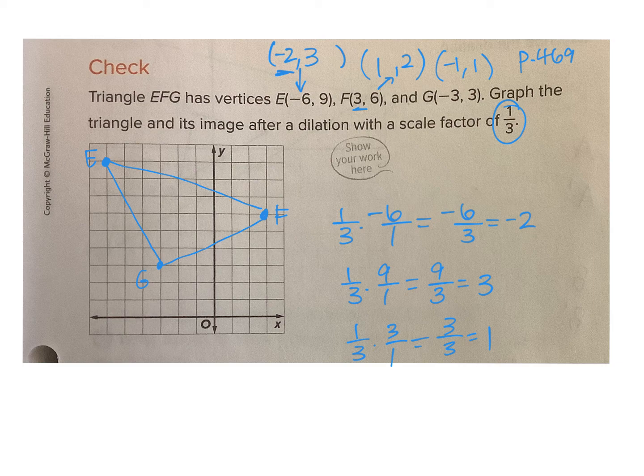So -2, comma 1, 2, 3. There's E prime. 1, comma 2. There's F prime. And -1, comma 1. There's G prime. So if you guys take a look at that, it definitely shrunk. You guys can also do a quick check to see that it was a dilation by kind of just drawing from 0, 0 through those. It looks like it worked.